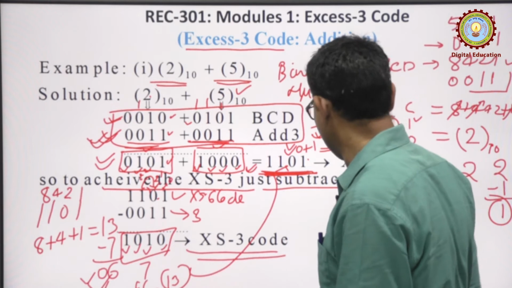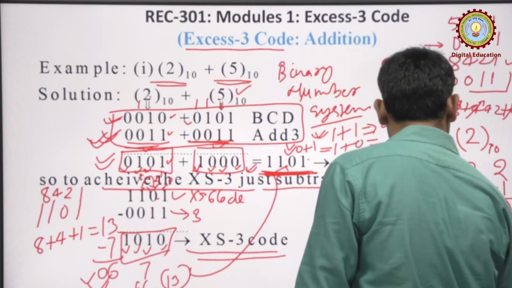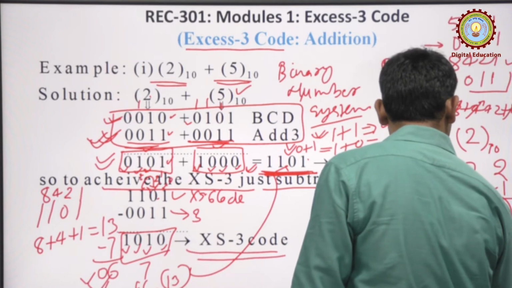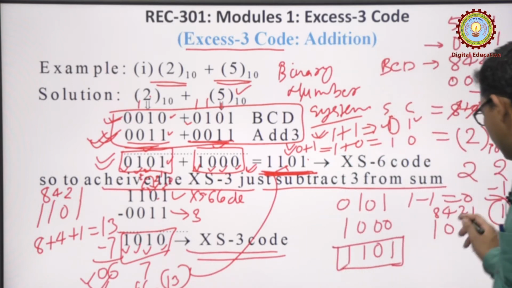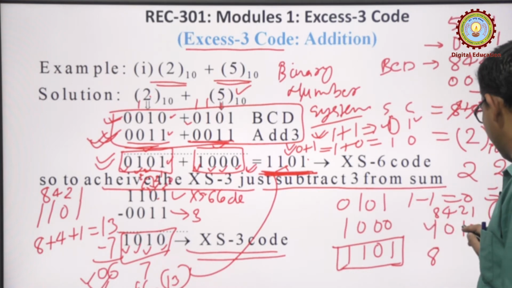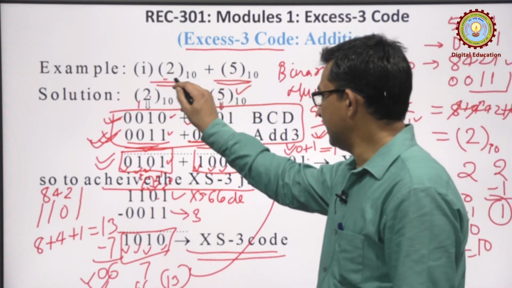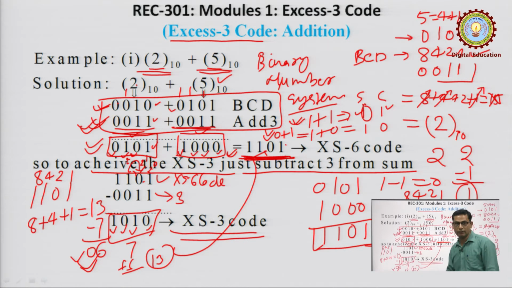We know the weightage value for the final number. So, this is 1010, and this is 8421. From here we can see the 8 is high and 2 is high, 8 plus 2 is equal to 10. And if we add 2 plus 5, it is equal to 7, we know that. So, 2 plus 5 is equal to 7.